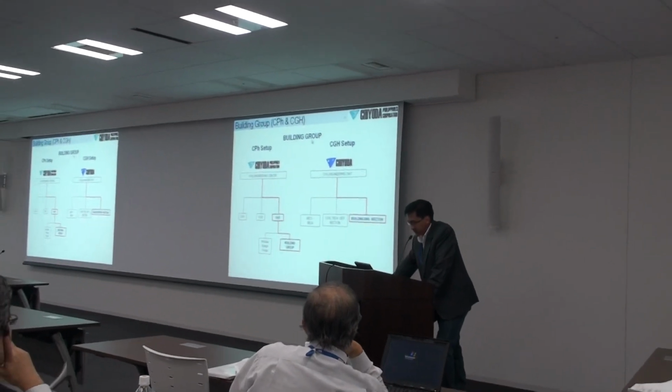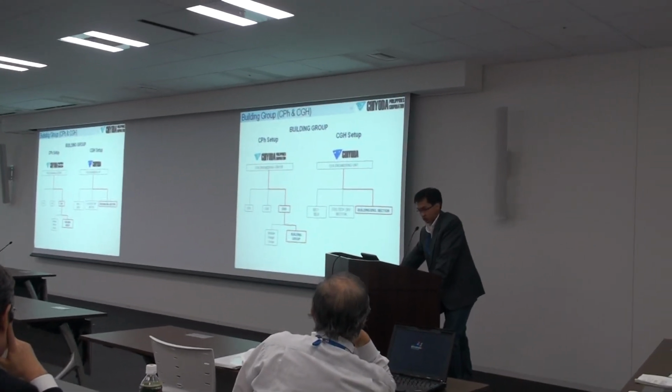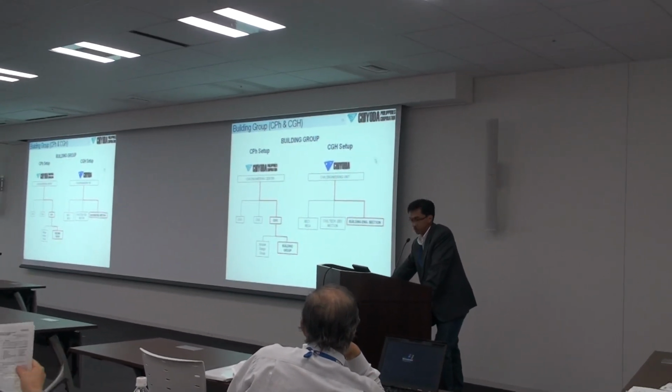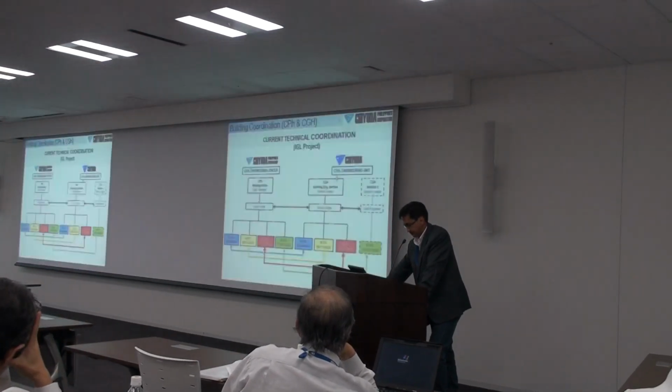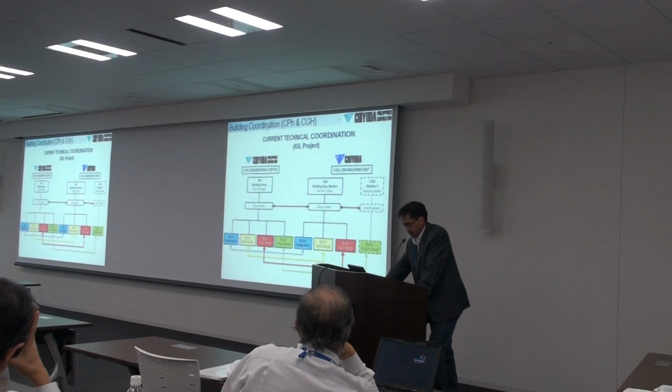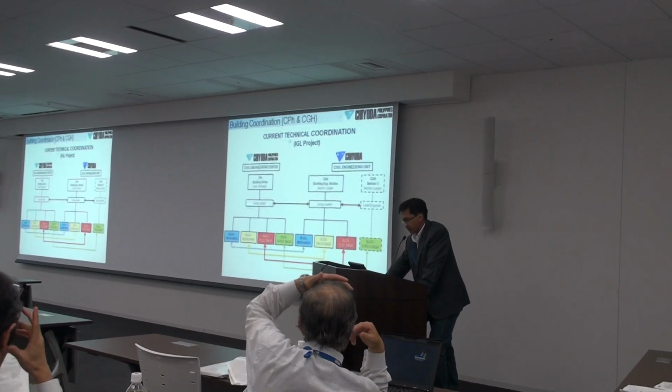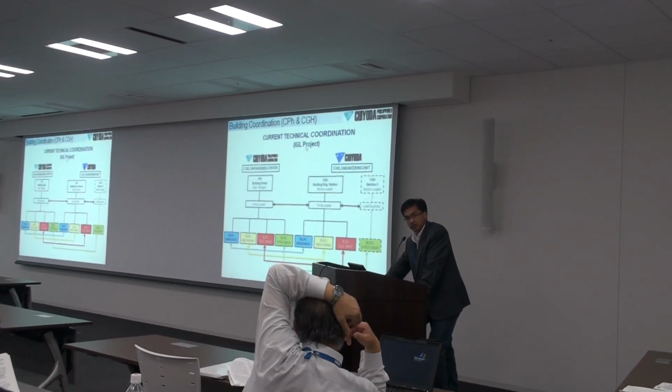Here is an illustration of our building group in Chiyoda, Philippines, and in CGH, Yokohama. This is an example of the building variation currently applied in the IGL project.